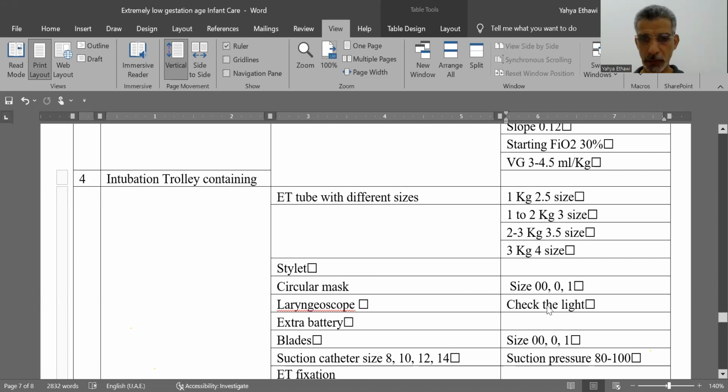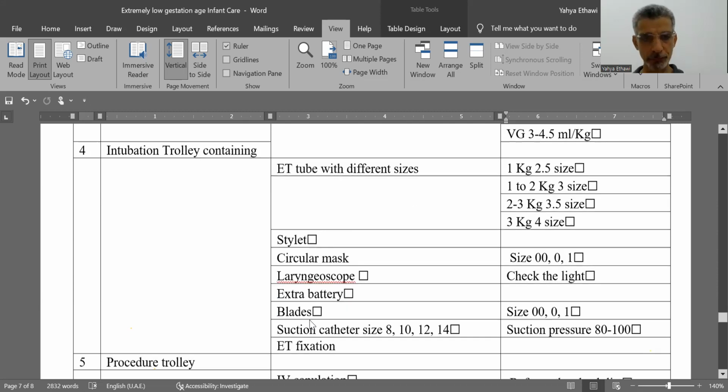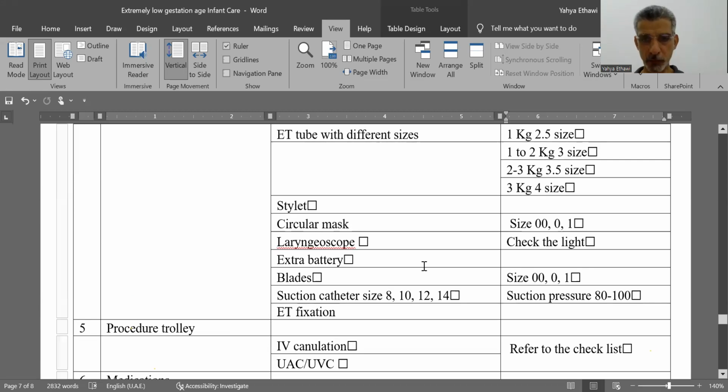Okay? And when we have a laryngoscope, we have to check the light is working. We always need an extra battery for the laryngoscope, just in case it stops working. We need the blade for the laryngoscope, sizes 0, 00, and 1. We need a suction catheter to suction the mouth, French sizes 8, 10, 12, and 14. And we connect the suction tube to the suction pressure, which should be 80 to 100.